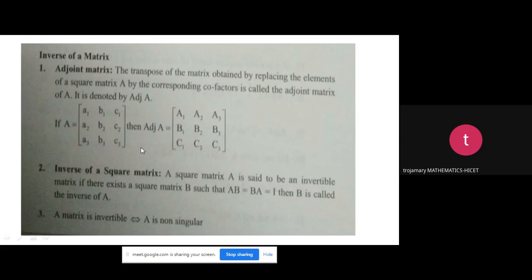Then the inverse of a matrix. In plus 2 itself, we are studying how to find the inverse. First, we find the determinant value. Then if it is non-singular, that is, the determinant value is not equal to 0, only then we can find the inverse of a matrix. Then you have to find the adjoint of a matrix. The inverse of a square matrix A is a matrix B such that AB equals BA equals I.